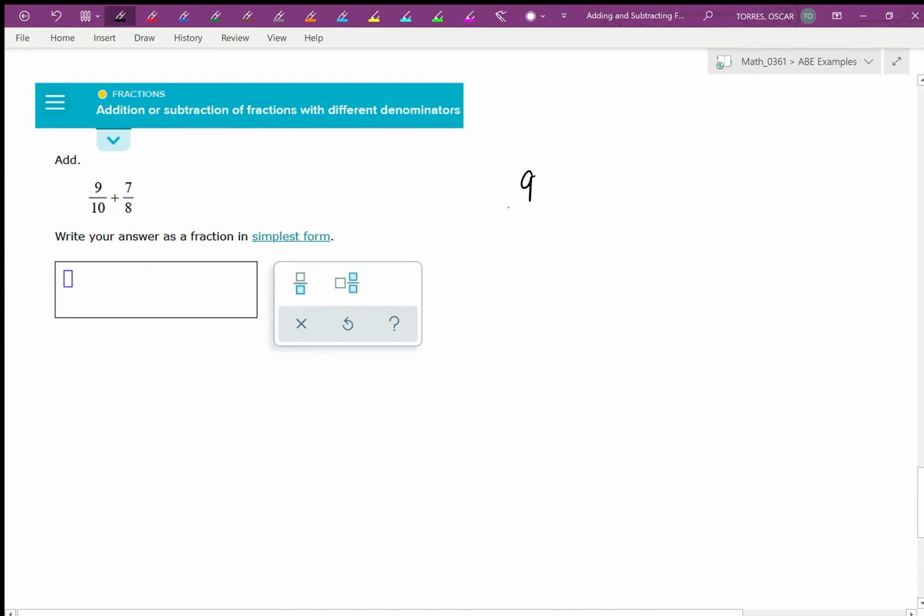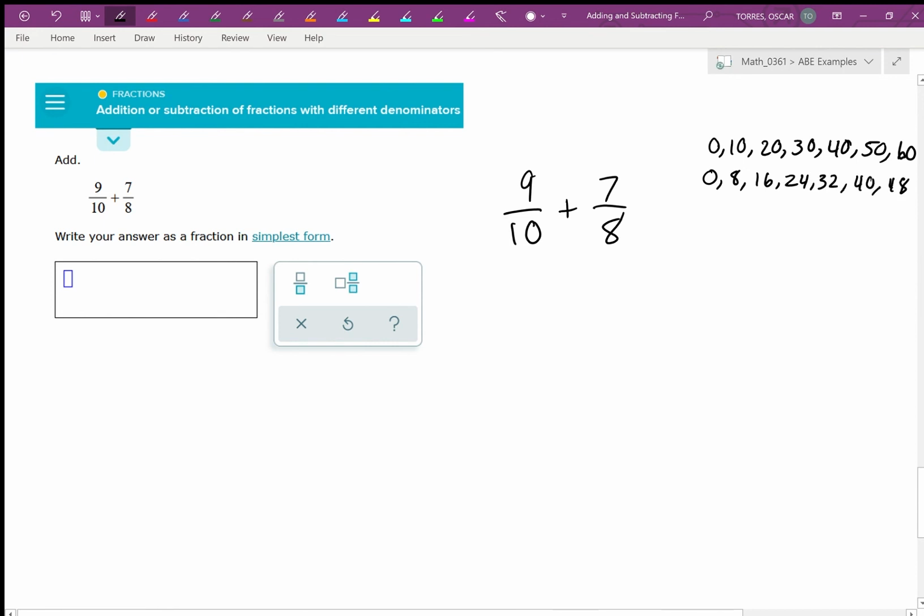For this problem, we have 9 over 10 plus 7 over 8. Just like the others, we need to make sure that these denominators are the same before we can add or subtract the numbers. So I'm going to start counting. I'm going to find my multiples of 10, which would be 0, 10, 20, 30, 40, 50, and so on. So those are my multiples of 10. And if I count my multiples of 8, 0, 8, 16, 24, 32, 40, 48, and so on.